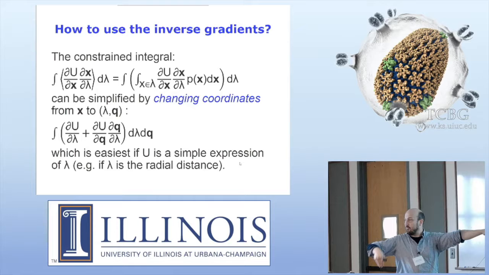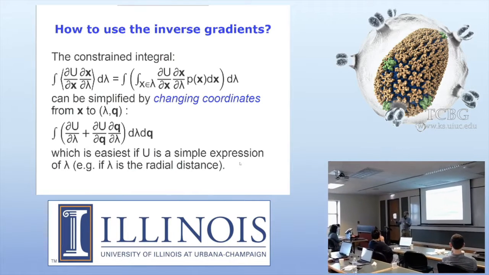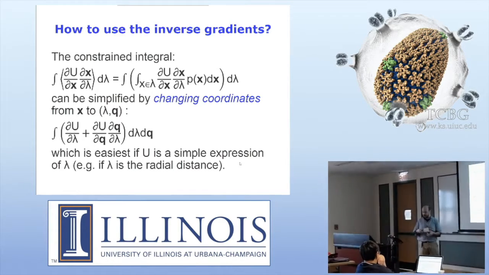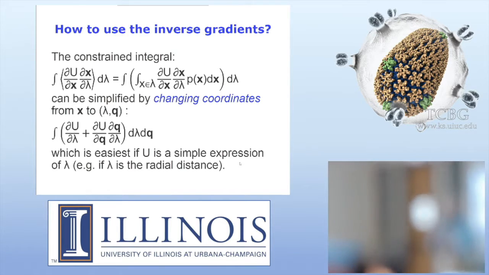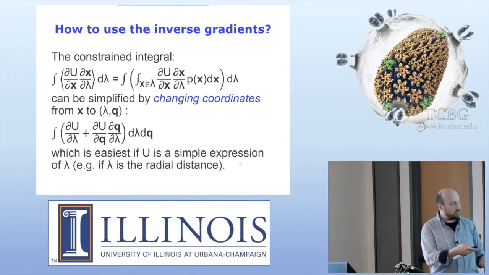which is good if you have a simple function, where the energy is a simple function of lambda. For example, if you have a distance, then of course you know the forces acting on the distance, you already calculated them, because you already calculated the Lennard-Jones equivalent force of the distance between two atoms. But then you have this term here, which is going to be important.